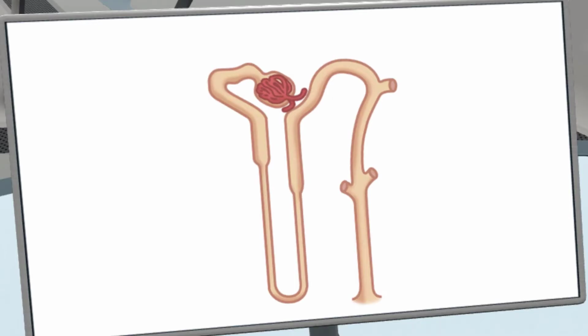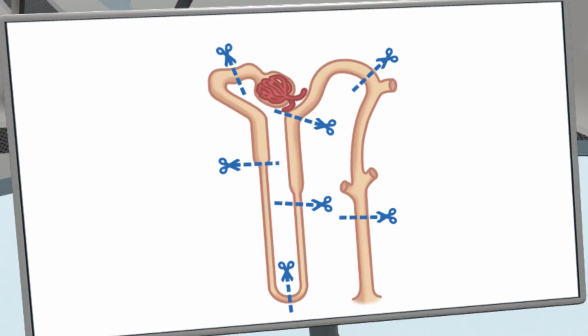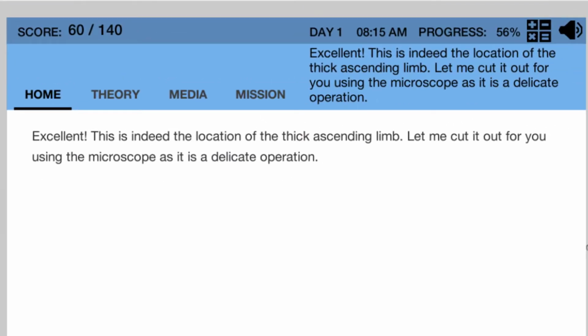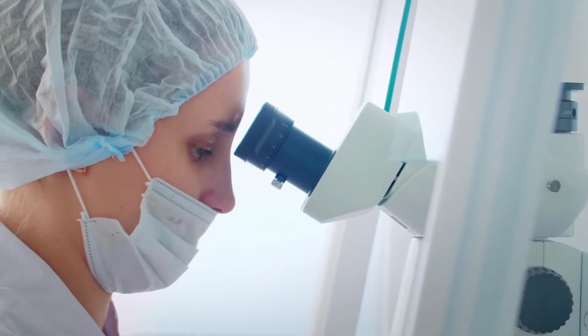Many diuretics target the reabsorption of sodium in the body, as reduced sodium retention would mean lower water retention, thus increasing urinary output. Sodium reabsorption occurs in different sections of the nephron, including the thick ascending limb we are now going to dissect. On the screen, click to select the two locations to cut to isolate the thick ascending limb. Excellent. This is indeed the location of the thick ascending limb. Let me cut it out for you using the microscope as it is a delicate operation.